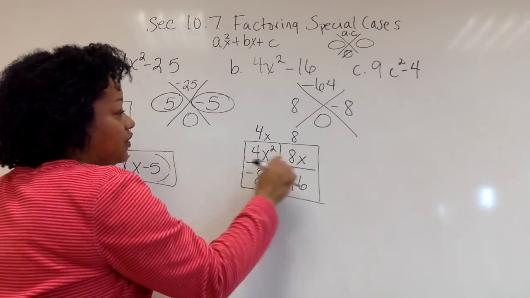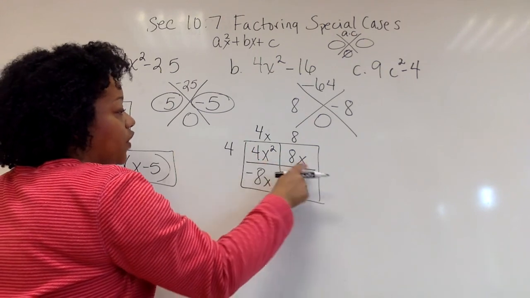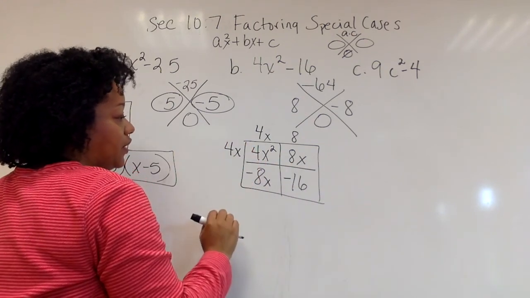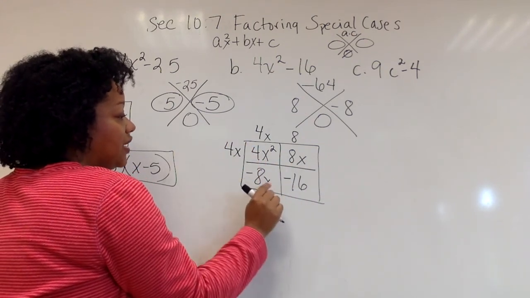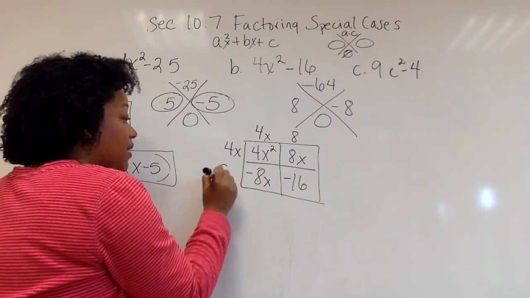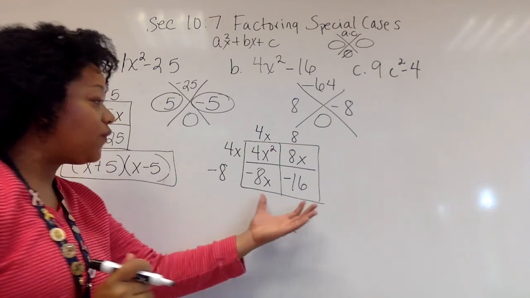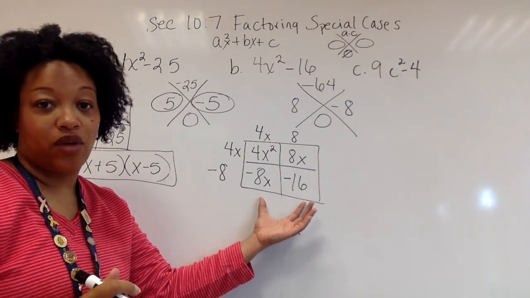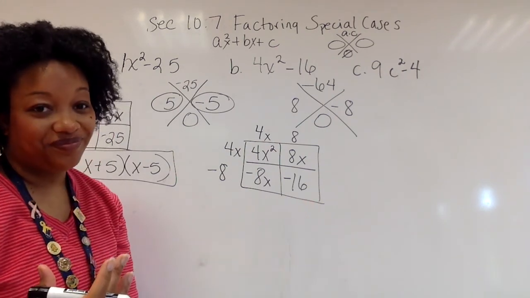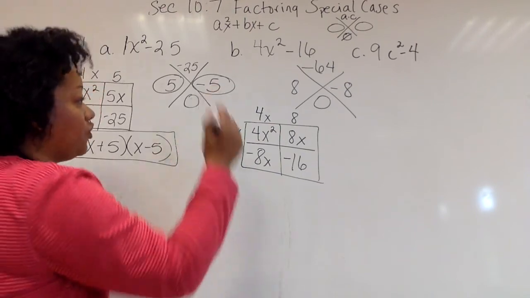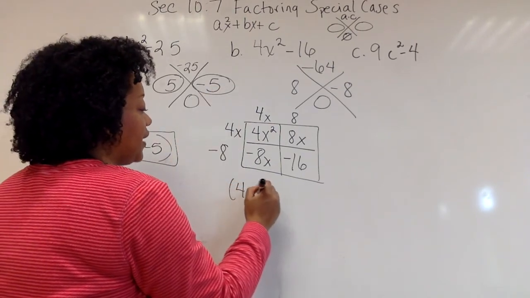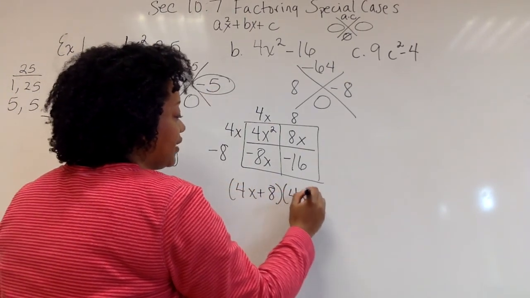Go across, the GCF is 4. For the variable, it's x. Bottom row, the GCF is 8, but because this is a negative, your GCF is negative. And then there's no variable because they both don't have one. So now, set up your binomials with your GCFs. 4x plus 8, and then 4x minus 8.